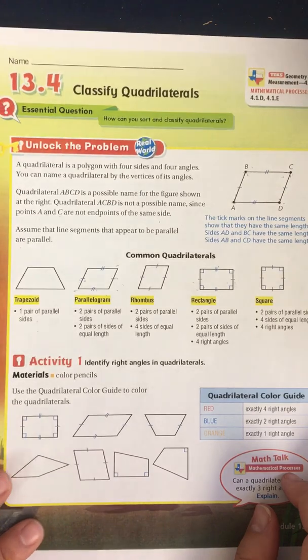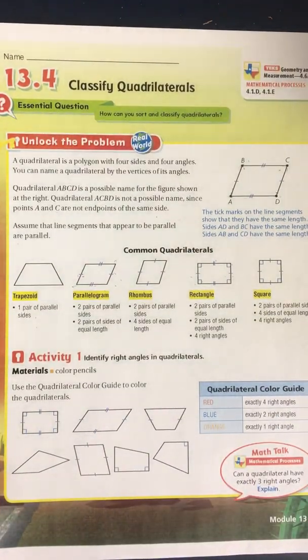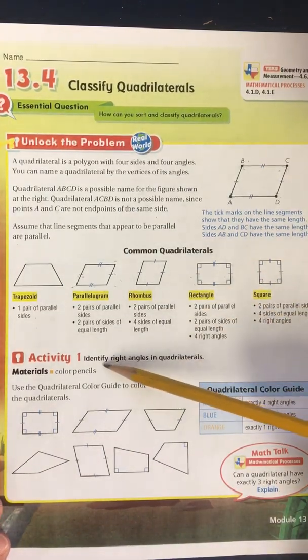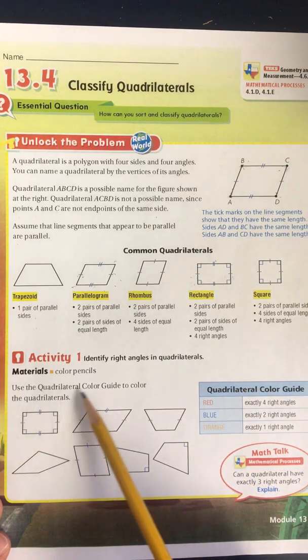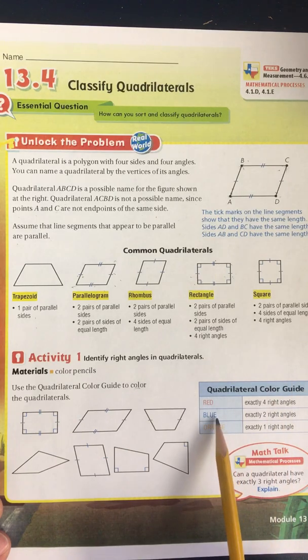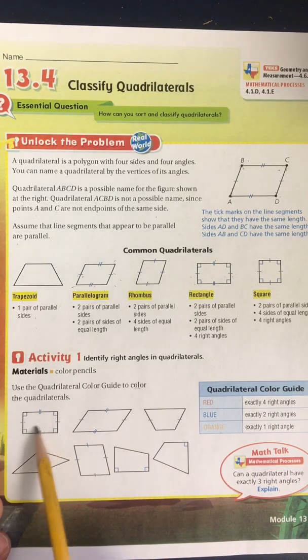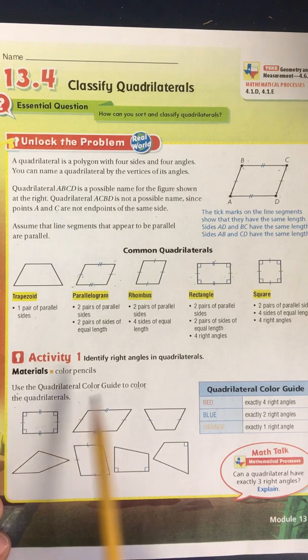So in this activity to the right, you're going to use this information and your notes to help you with these next worksheets, because you're going to want to know all the different names that you can name something. Use that flow chart. Go back and look at that lesson. And look at here, we're going to identify the right angles. Now, if you have colored pencils, if not, you can just write the letter of each, R, B, and O inside of here. Use the quadrilateral color guide to color the quadrilaterals.